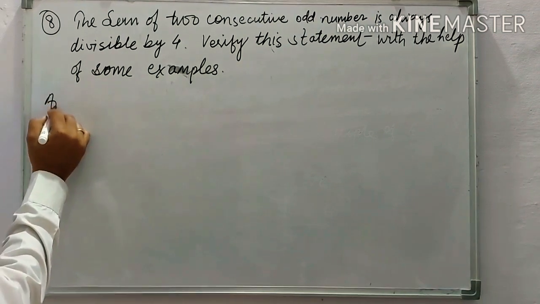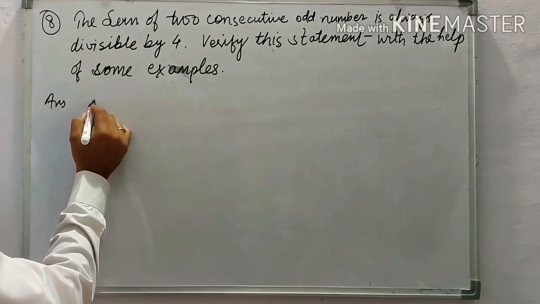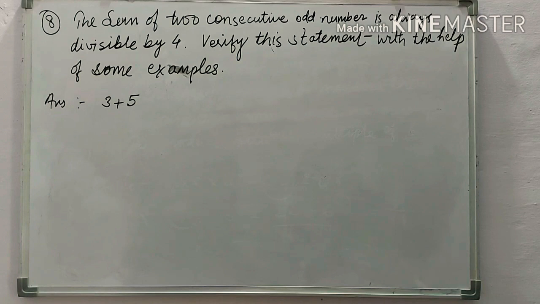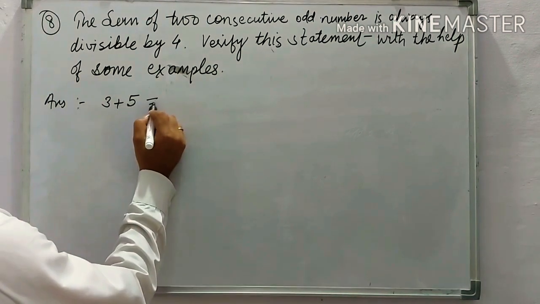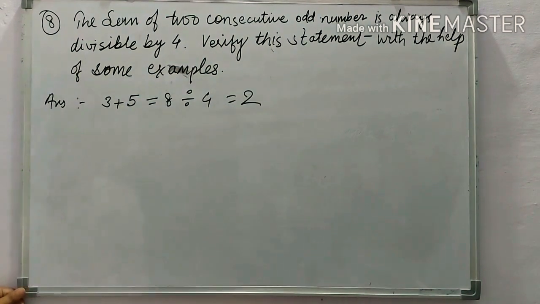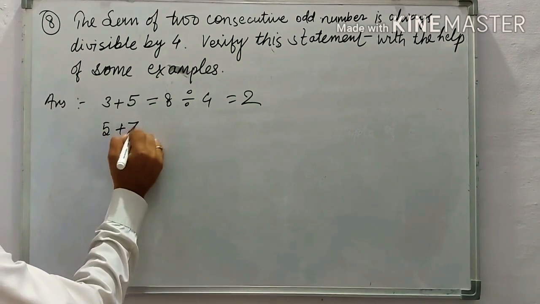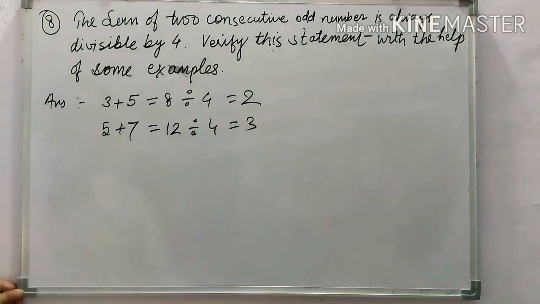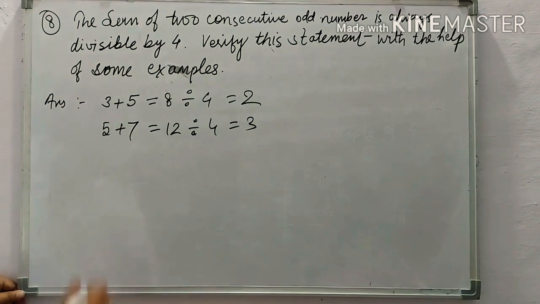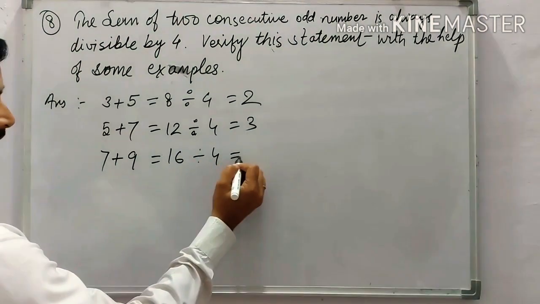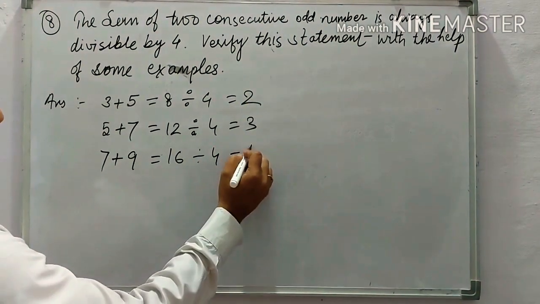Let us answer. The first example is the odd numbers 3 plus 5. 3 plus 5 is equal to 8, and 8 divided by 4 is equal to 2. Now the second example is 5 plus 7. 5 plus 7 is 12, which divided by 4 is equal to 3. And third is 7 plus 9, which is equal to 16, and 16 divided by 4 is 4.